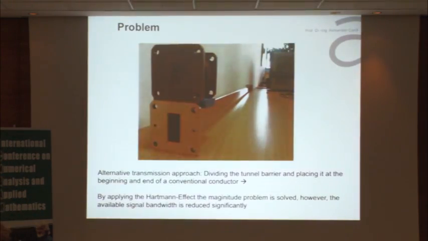However, there's an alternative. What we can do, we use this 1 meter as a normal, not tunneling waveguide. So this is the waveguide that is able to transmit the signal in the conventional way. But we put 2 tiny waveguides, one at the beginning and one at the end of the waveguide. So we kind of divide the tunneling barrier and put one on the front and one at the end of that.